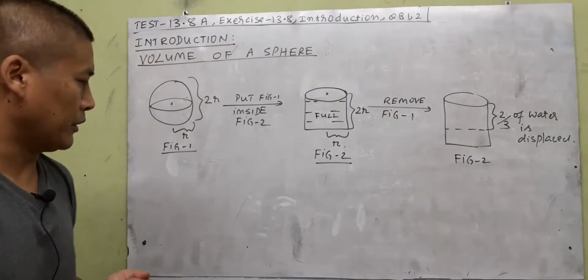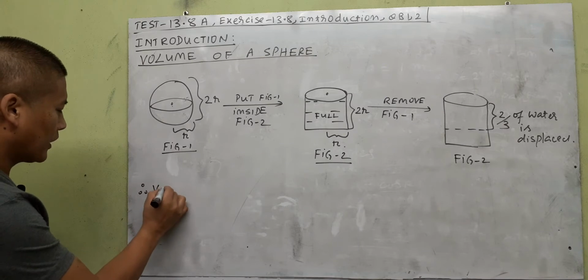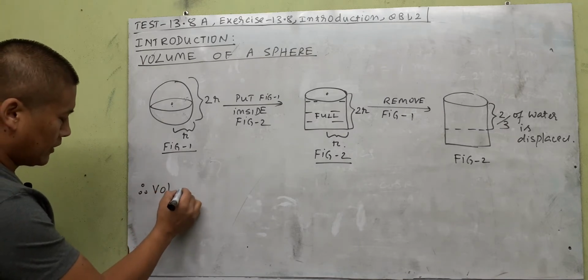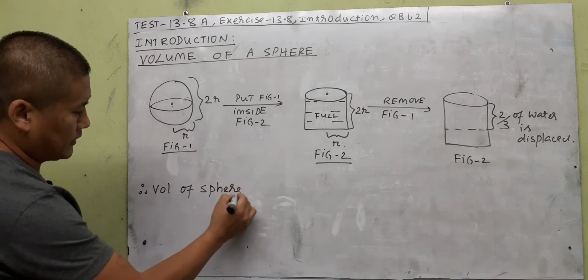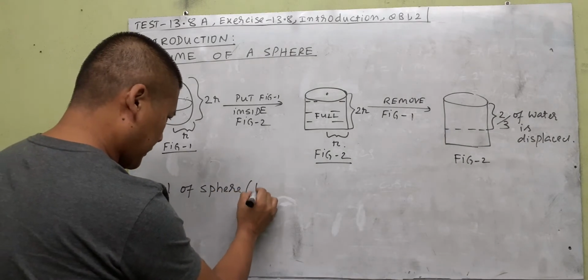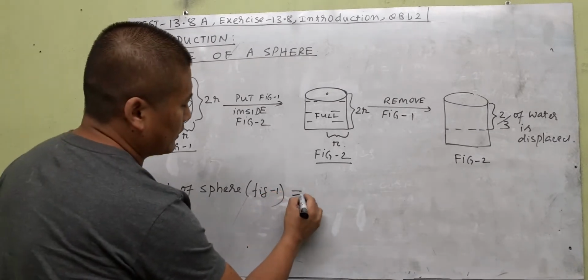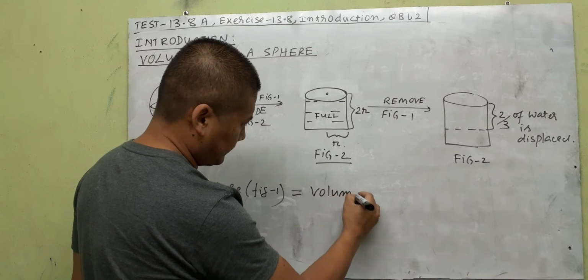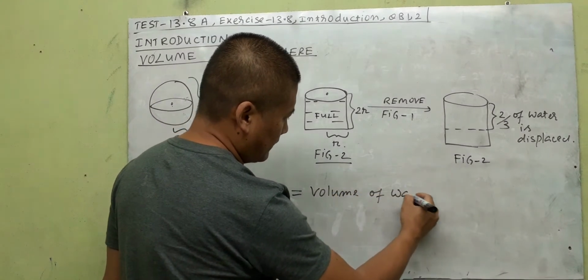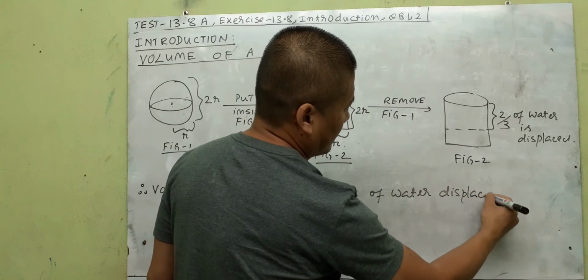So what does this tell about the volume of a cylinder? Therefore, this tells us that the volume of the sphere, which we are talking about is figure 1, this one, is equal to the volume of water displaced, okay? Displaced by it.